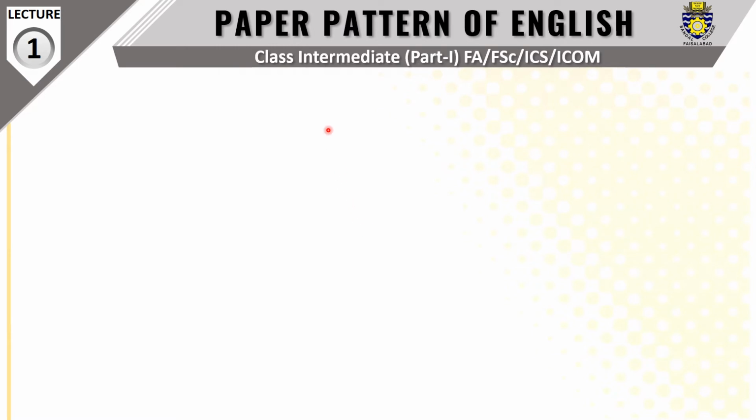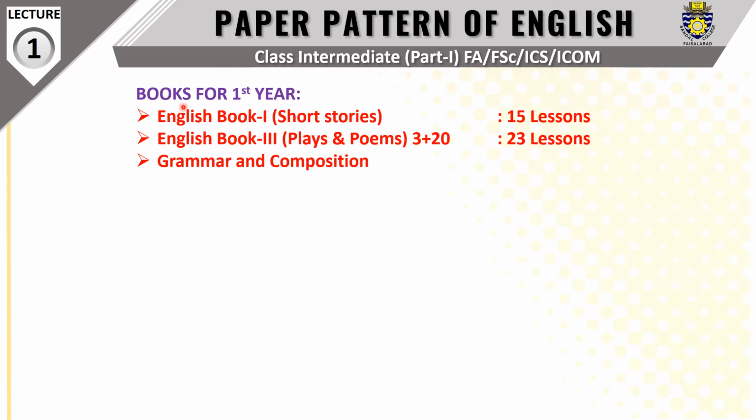Dear students, before embarking on the paper pattern of English, I would like to tell you the books which have been recommended for your class, that is first year. Number 1, English Book 1, that comprises short stories. There are 15 lessons in English Book 1. Number 2, English Book 3, that comprises plays and poems, 3 plays and 20 poems, so 23 lessons in English Book 3. Dear students, you might have seen English Book 2 is missing. Book 2 will be read inshallah in the second year. Number 3, grammar and composition.